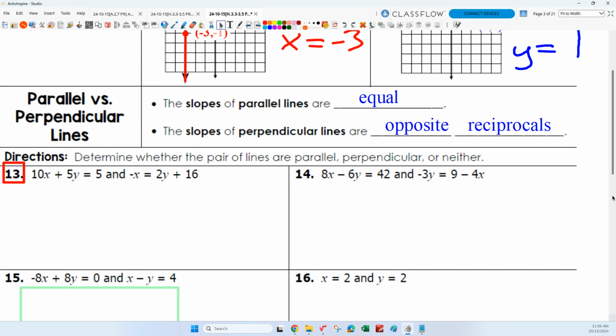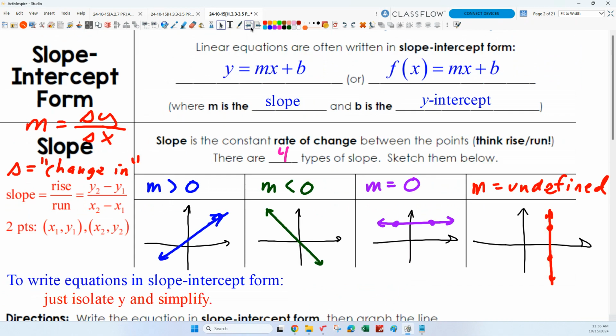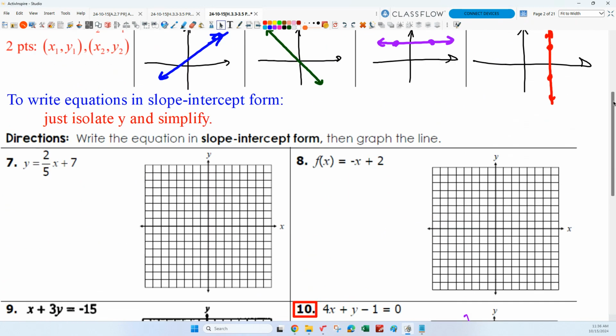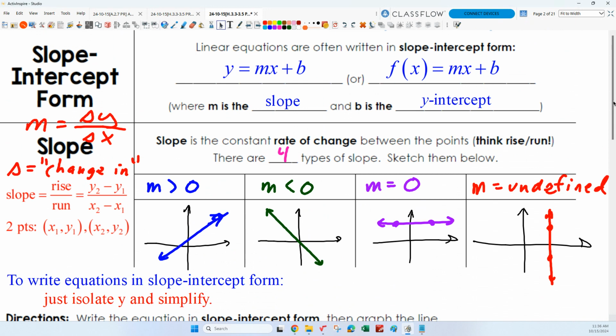We could isolate y because isolating y puts these into slope-intercept form. Y equals mx plus b. And the slope would end up just being the coefficient of x on the other side when I simplify it, right? That's a great way to do it. So put it into slope-intercept by isolating y, and then just by inspecting the equation to see what the coefficient of x is, we can determine the slope of each line.